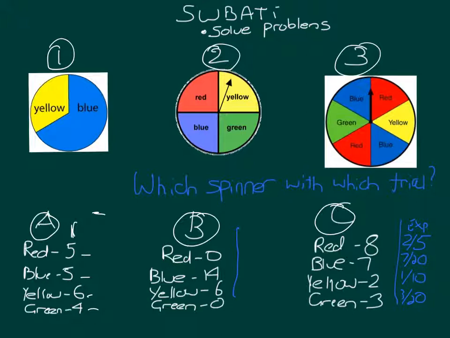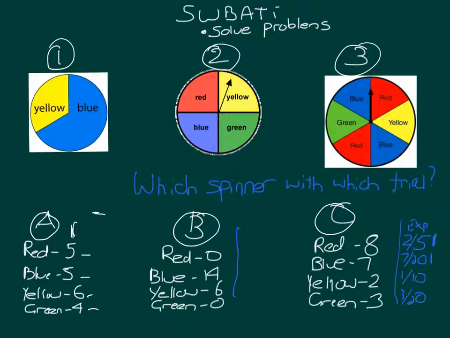So I'm going to look for a spinner that has theoretical probabilities as close as possible to these. Now, it doesn't have to equal this. I don't have to find a spinner where the probability is exactly 2 over 5 for red, okay? I don't have to look for a spinner whose theoretical probability of blue is exactly 7 over 20. I just want something close, okay?